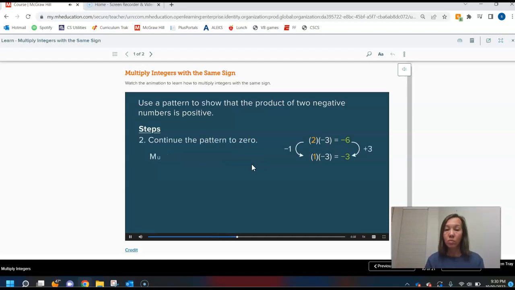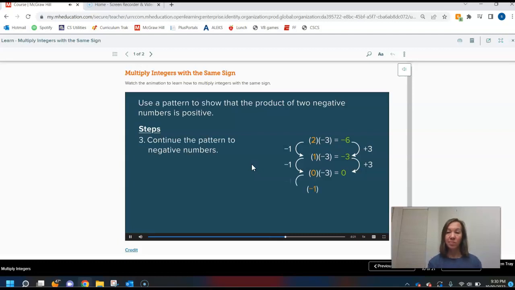Next, use the multiplicative property of 0 to continue the pattern. 0 times negative 3 is 0. Again, notice that when you decrease the first factor by 1, the product increases by 3. Now continue the pattern to negative numbers.